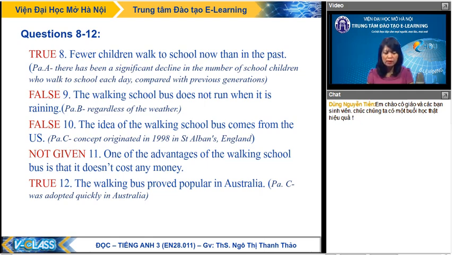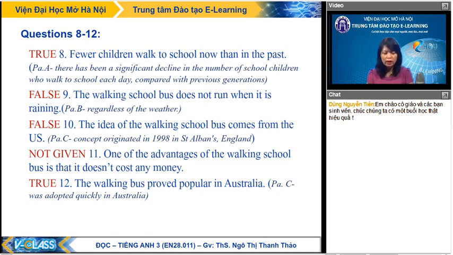What about number 9? The walking school bus does not run when it is raining. False. Why false? It's still running regardless of the weather. So you see the evidence here in paragraph B. Number 10. The idea of the walking school bus comes from the US. It's false. Why? In paragraph C, you see that the concept of the walking school bus came in 1998 in St. Albans, England. So it came from England, not from the USA.